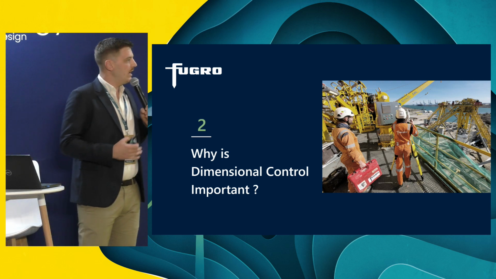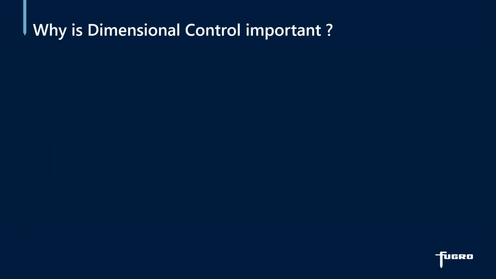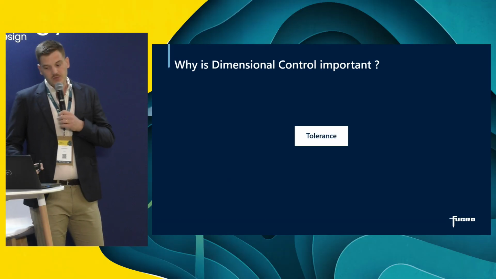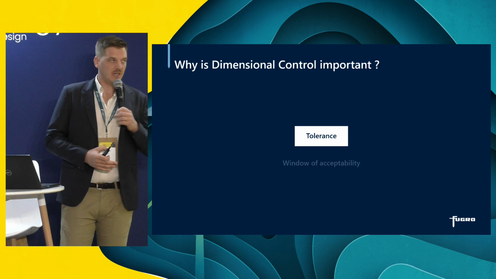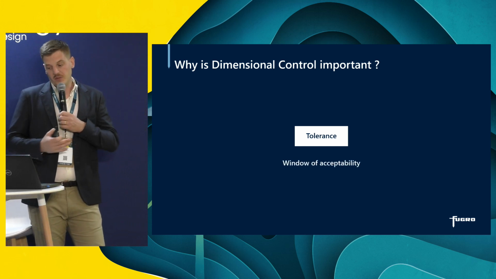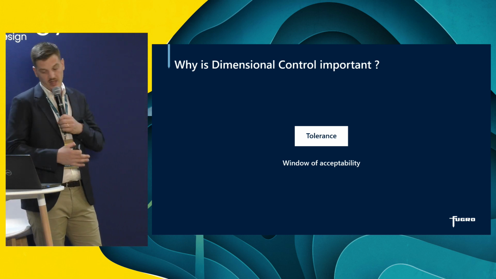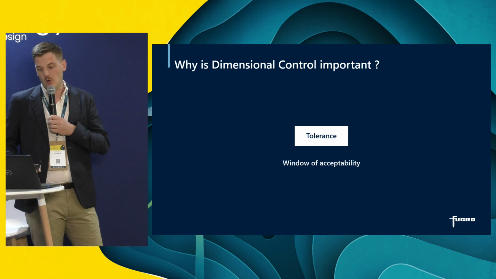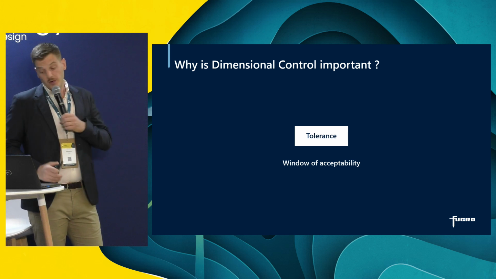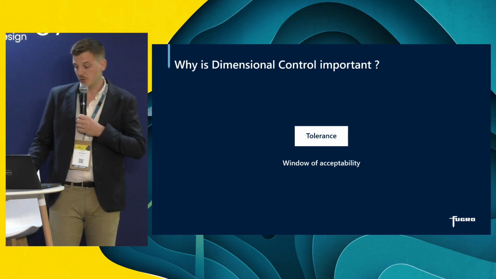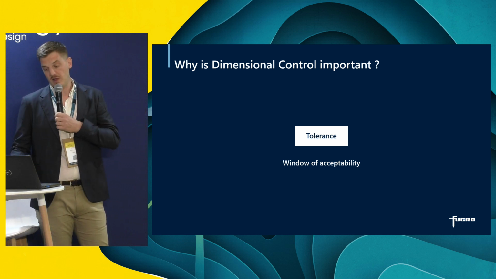So next, why is dimensional control so important? First of all, it's important to define the term tolerance in the construction sector. During the design phase, the developers and the engineers define the precise dimension of an acceptable variation. And this helps to tell us how perfectly shaped structures and assets need to be. The tolerance defines an allowable deviation the structures can have from theoretical drawings, and this gives us a window of acceptability.